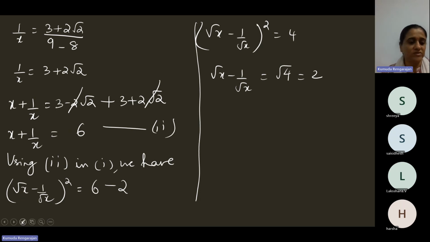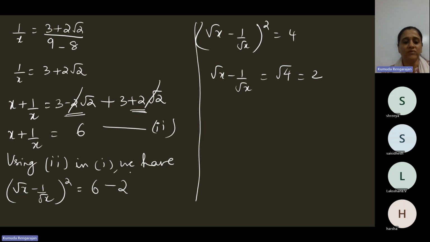X is given to us in the question. 1 by x, we just found with the rational denominator. So x plus 1 by x is equal to 6. 3 plus 3, 6. Now use this, equation 2, in equation 1. X plus 1 by x is equal to 6, right? So use this value in 1.